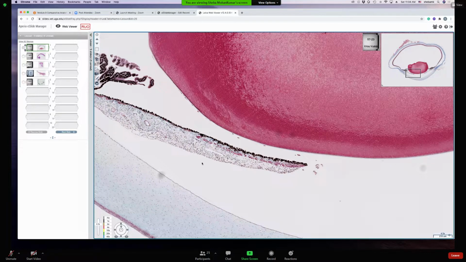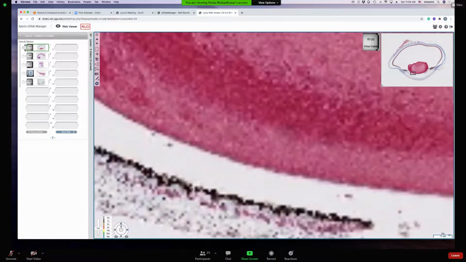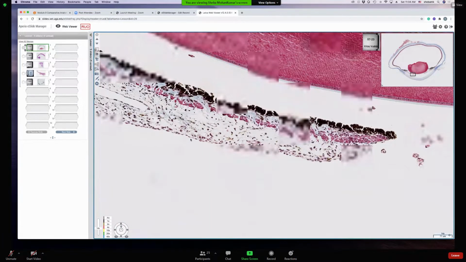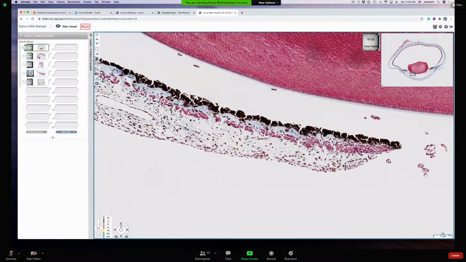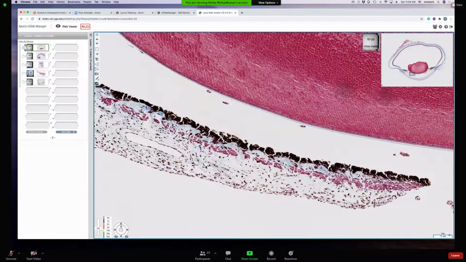Different parts of the iris. Okay, so you have to know the anterior limiting membrane right here. Okay, what is this muscle down here? Sphincter muscle? It's a sphincter muscle. Okay, and the dilator muscle is right underneath here.